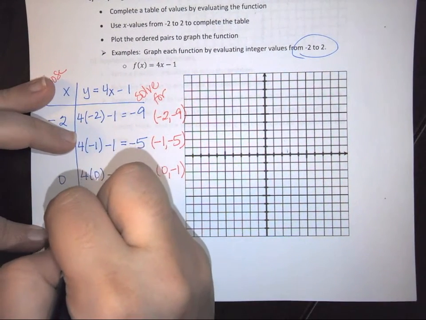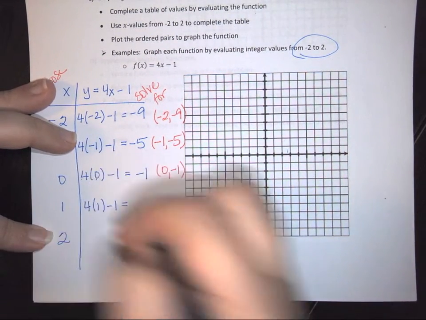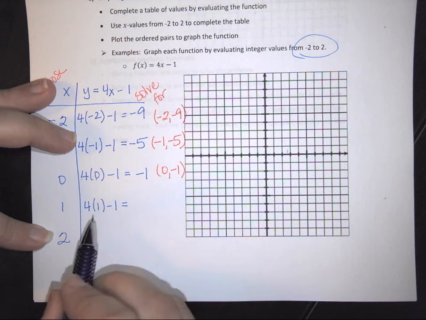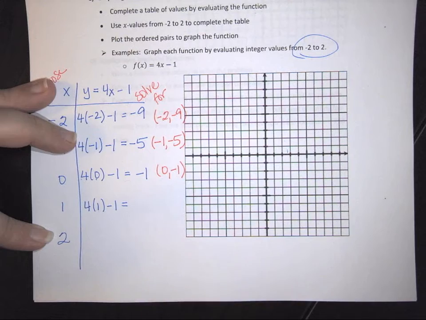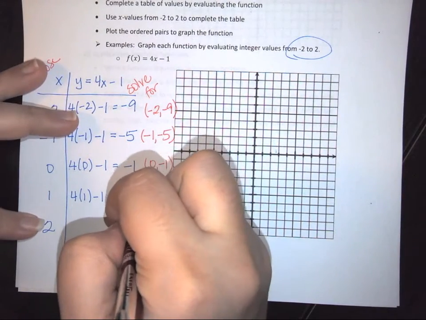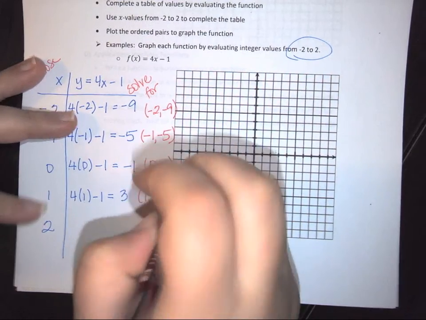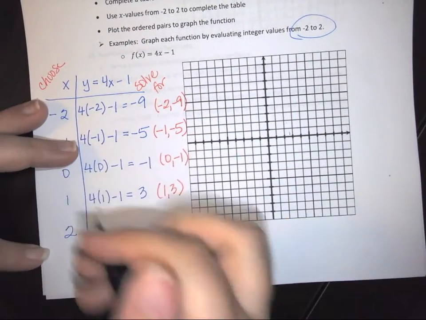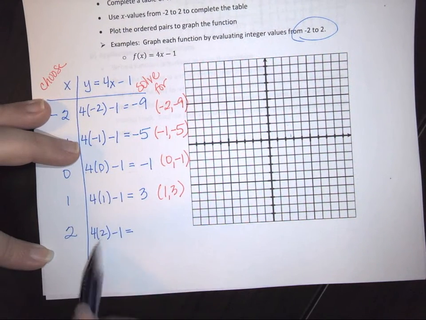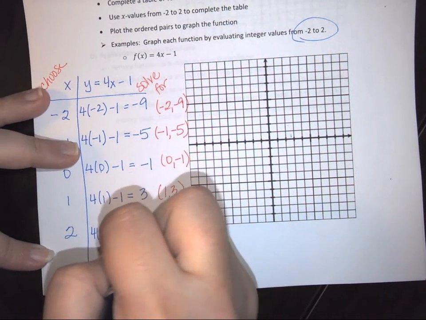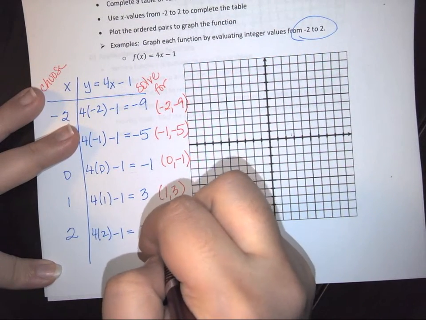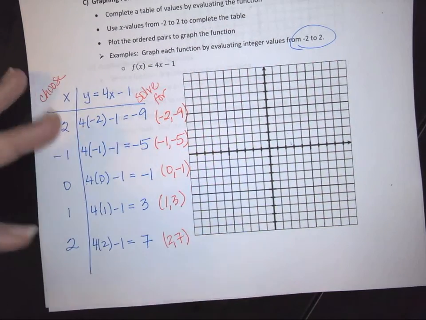Then I've got 4 times 1 minus 1. So 4 times 1 is 4, minus 1 is 3. So thus we have the point 1, 3. And then we have 4 times 2 minus 1. So 4 times 2 is 8, minus 1 is 7. Gives us a final point of 2, 7.